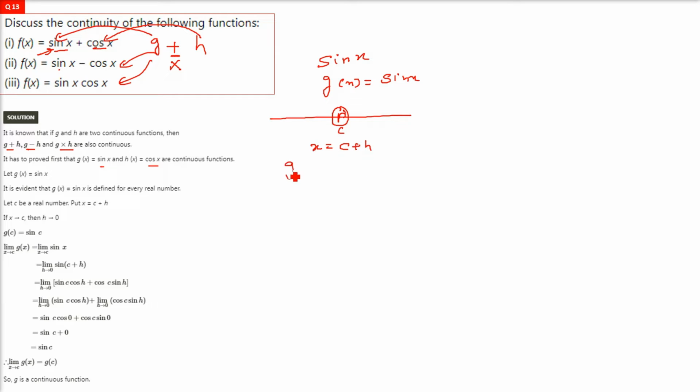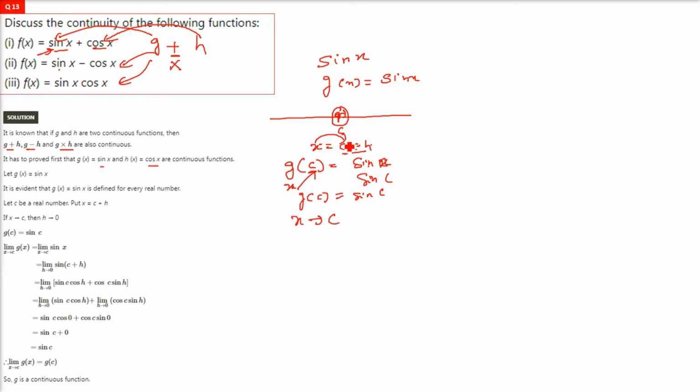In this sin x and cos x, what you do is you replace x by c plus h. So when you put the value of c in this function, it should be sin c. That is, when x is approaching c, you should get sin c. I am just saying that x is not equal to c, but x is almost equal to c. So g of c should be equal to sin c. If this can be shown, then we can say that this function is continuous, because we are going to check for c plus h or c minus h, left hand side or right hand side. It's up to you.